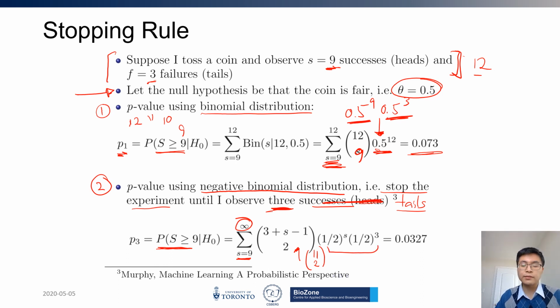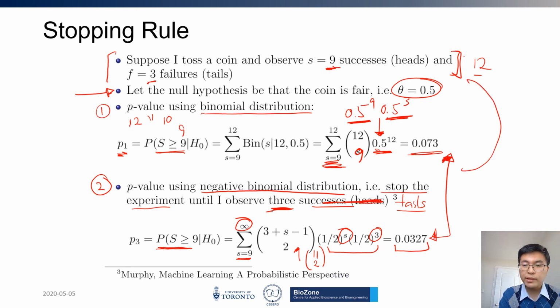And here is essentially how many are tails, how many are heads. Well, you have S heads, and always you will have 3 tails because you stopped at the 3rd tail. Okay, this number, when you calculate it, is 0.0327. And so what do you realize? These two numbers, these two p-values, are not the same. Even though you've used the same data distribution, you've observed the same data, you somehow obtain a different p-value.